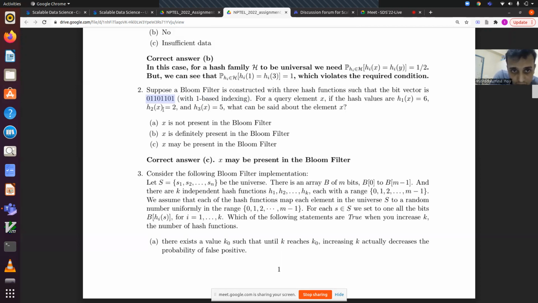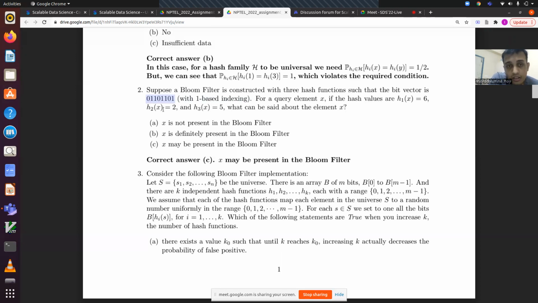Now in this bit vector, can you quickly count and confirm the sixth position is 1? 0, 1, 2, 3. No, one based indexing. Remember the question. 1, 2, 3, 4, 5, 6, 7, 8. So the sixth position is 1, the second position is 1, and the fifth position is 1. So very important, one based indexing. Otherwise, the answer would change.